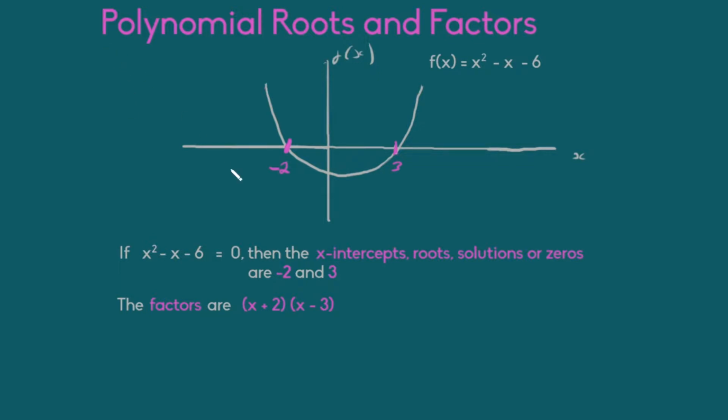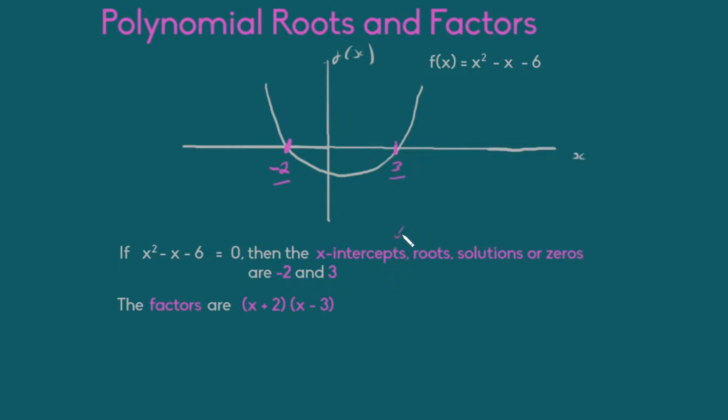Okay, so to begin our discussion of polynomial roots, we're going to start with this function here, which hopefully is recognizable as a parabola. So this is a quadratic. What we can tell straight away is that we have intercepts at -2 and +3. So the function f of x equals x squared minus x minus 6 has x-intercepts at -2 and 3. This means that the solutions to the equation x squared minus x minus 6 equals 0 will be -2 and 3. These are also sometimes called the roots or the zeros of the equation.